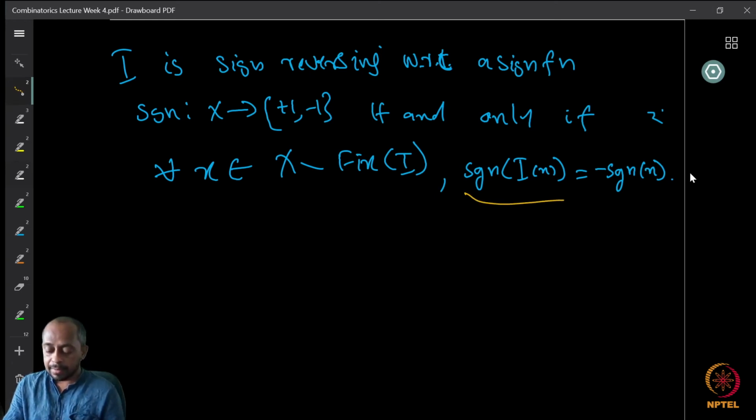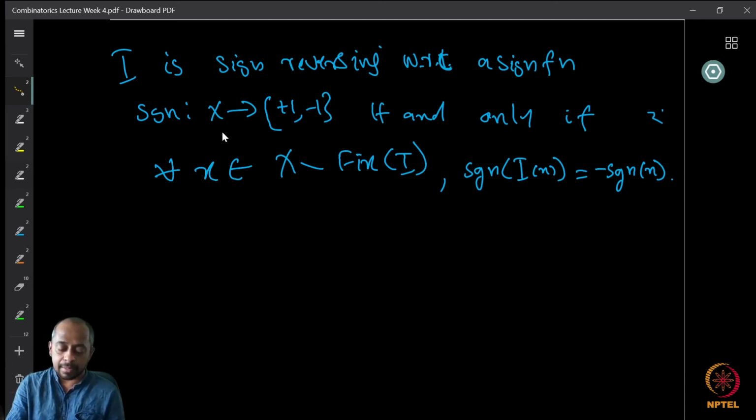So sign of I of x is equal to minus sign of x. Of course the fixed elements will not change the sign. But the sign function is already fixed, we are not going to change the sign function. We are only looking at what happens to the elements under the image. So if sign of I of x is equal to minus sign of x for every x in X minus fix of I, those elements that are not fixed by I, then I say I is a sign reversing involution.